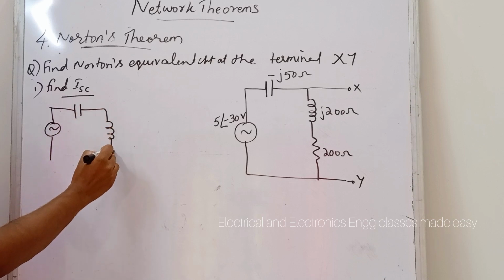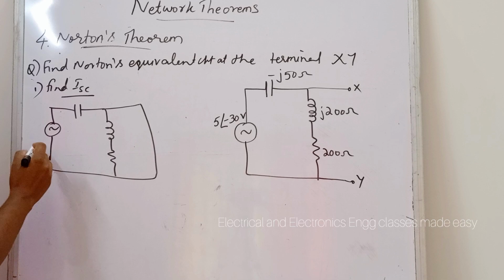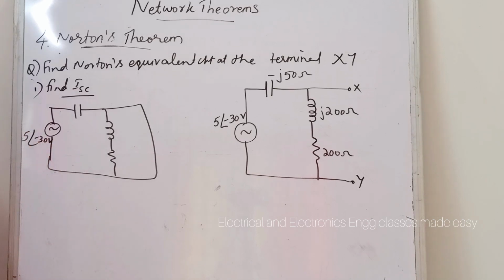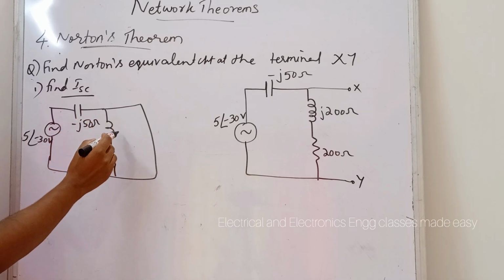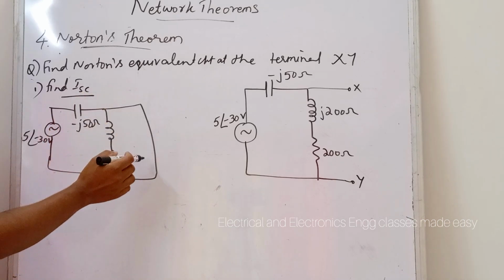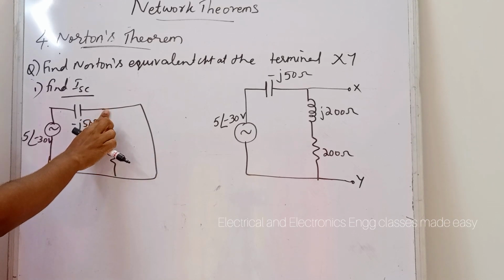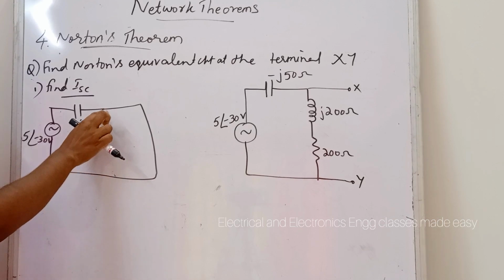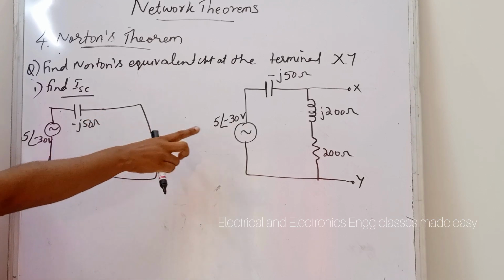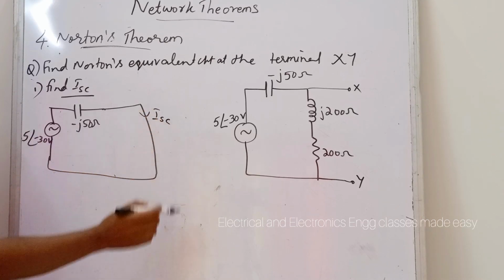So here we have to short circuit these XY terminals, and this is 5 angle minus 30 volt, then this is minus j 50 ohm, and here while short circuiting this terminal, this branch will be short circuited. So no need to draw the branch, and this is ISC.